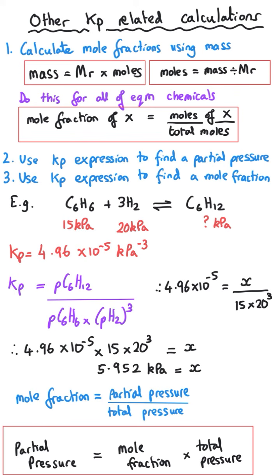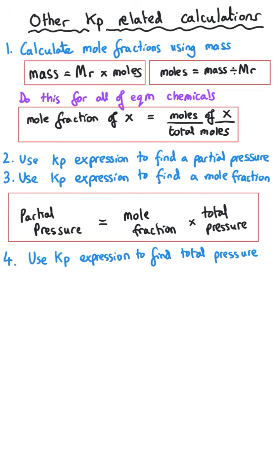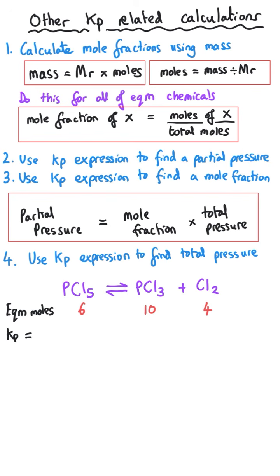And then the final thing that we might be asked to do is to use a Kp expression to find an unknown total pressure. To look at an example of this, if we take the PCl5 equilibrium that I'm showing here, and let's assume that we've got equilibrium moles that we know, and so the PCl5 equilibrium moles is 6, PCl3 is 10, and Cl2 is 4. And let's say that we know that the equilibrium constant's value is 80 atmospheres. We would need to know at the very least these data in order to calculate the total pressure.